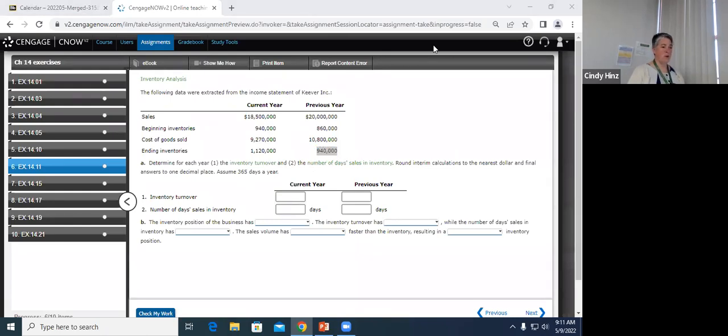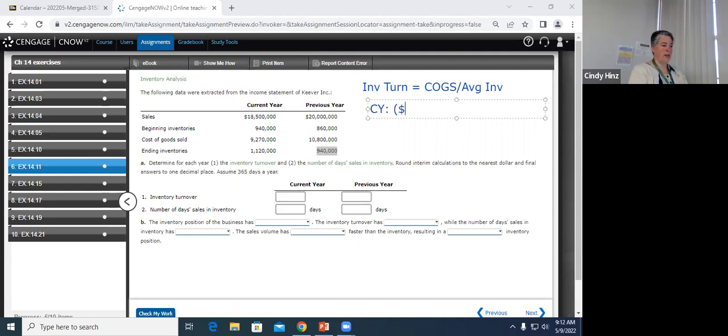So I ask you to make a note of the formula for inventory turnover, but I will put it here on the screen just in case you did not do that. Cost of goods sold divided by average inventory. So that's the formula I had asked you to make a note of. So let's do the current year together. Our first calculation is inventory turnover. So let's find the average inventory current year.